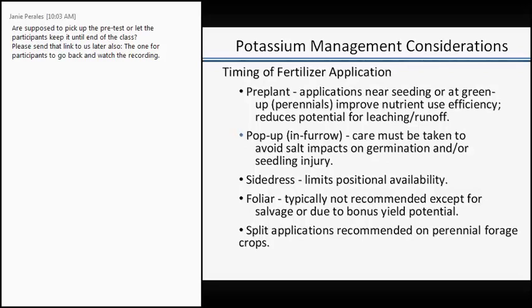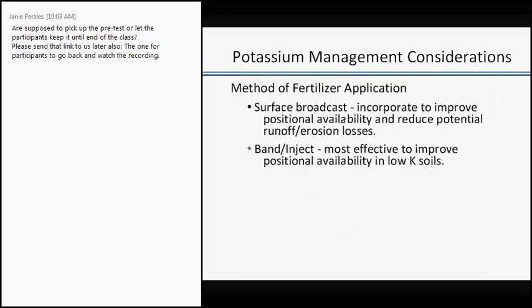Split applications are recommended on the perennial forage crops, especially if we've got a lot of potassium recommended. And we would probably recommend it again at 75 pounds per acre. Anything over that you get a split application, and definitely at 150 pounds per acre. How do we put it out?